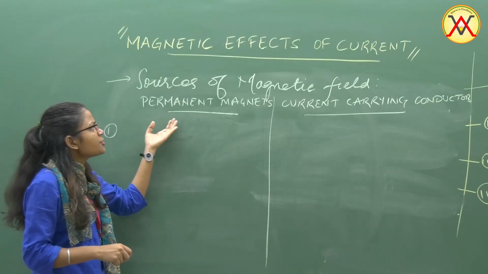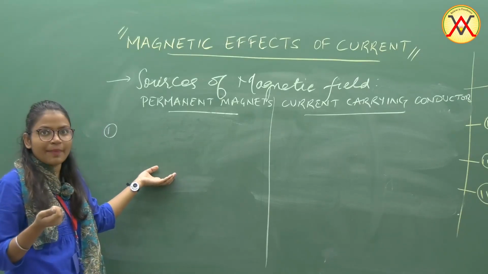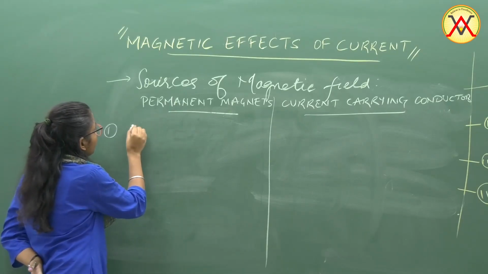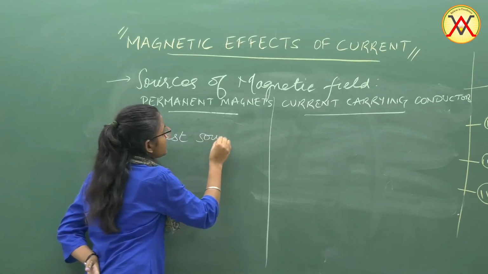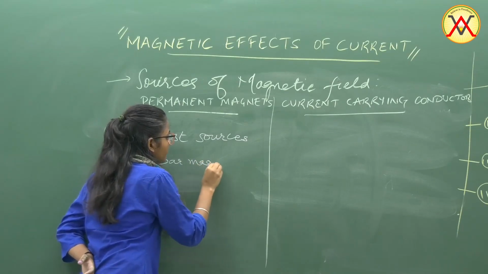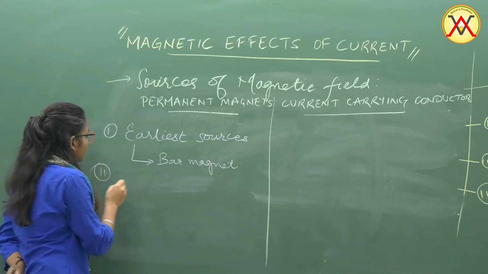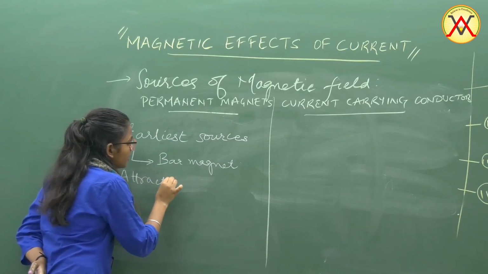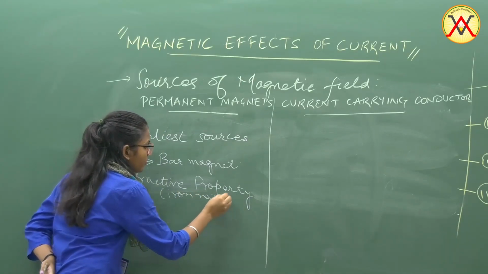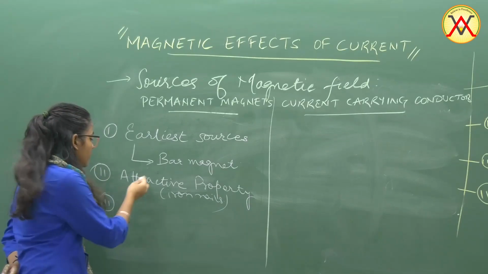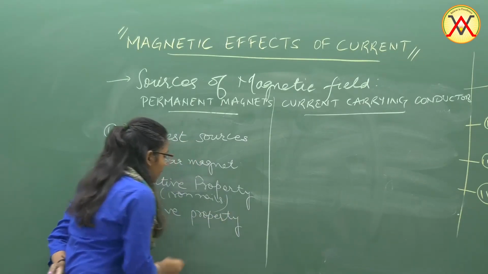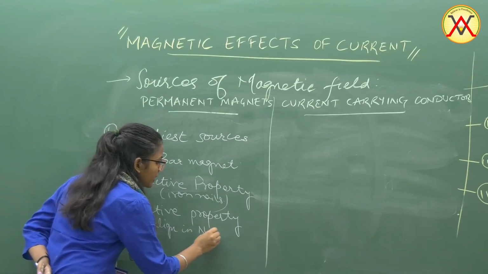Chinese sailors used that property of permanent magnets for exploration on the seas and lands. Afterward, there were many other applications of permanent magnets that we see nowadays, such as refrigerator magnets or the magnets used in our DC motors. Permanent magnets are our earliest sources. The most common form that we use is our bar magnet. The properties are, first, if brought near iron nails, they attract them. That means they have attractive property. Next property, if held freely, they always orient themselves in north-south direction. That is known as our directive property.